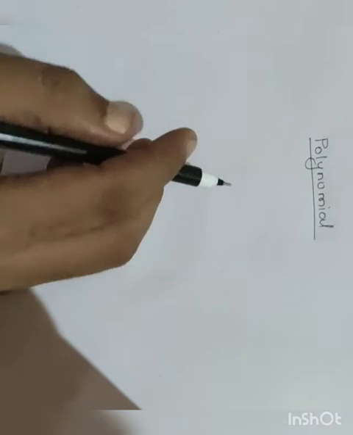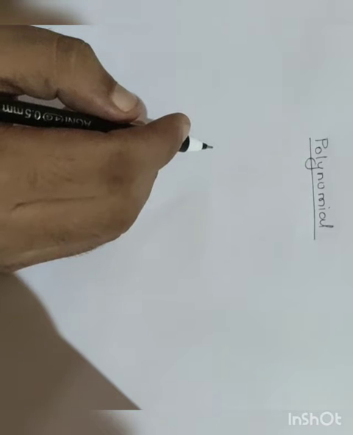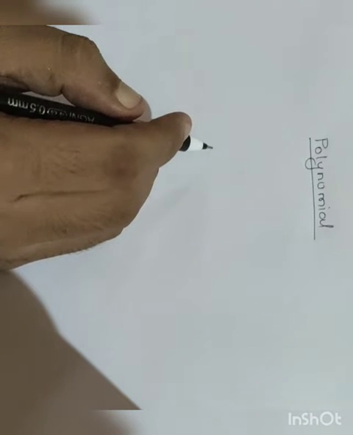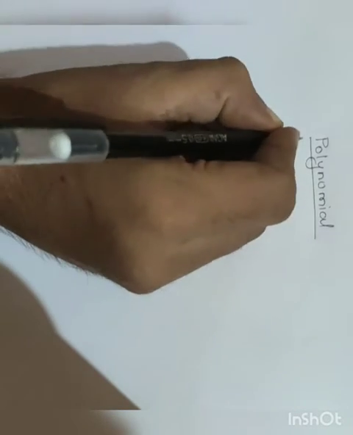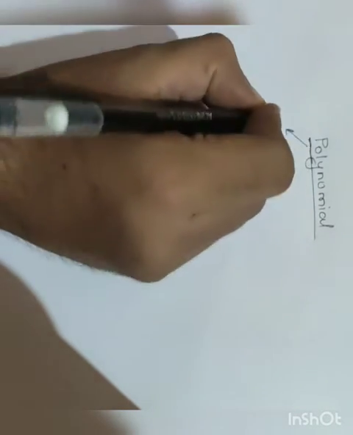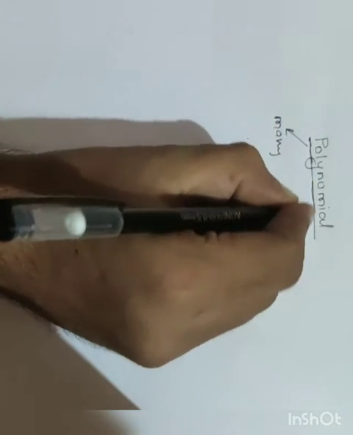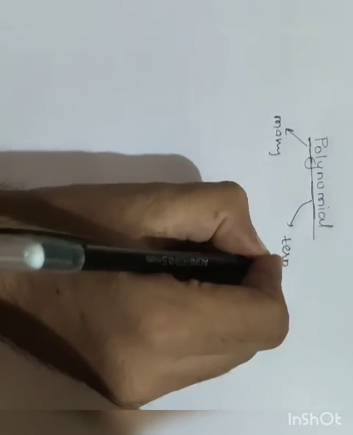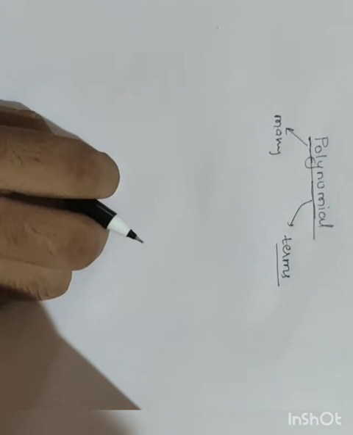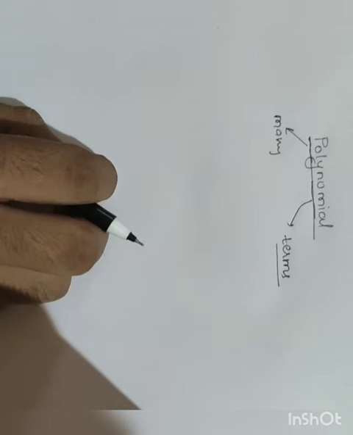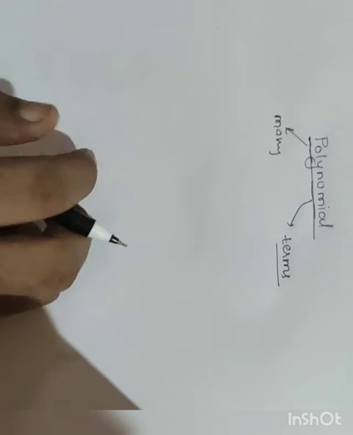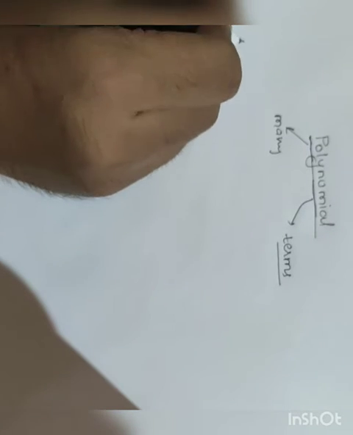Hello everyone. So today's topic is from algebra, polynomials. So let us first understand what a polynomial is. Poly means many and nomial means terms. So a polynomial involves many terms. The definition of a polynomial is that it is a combination of variables and constants.